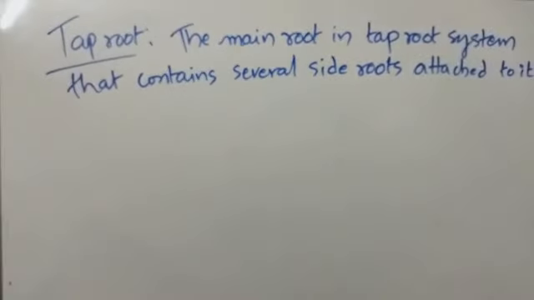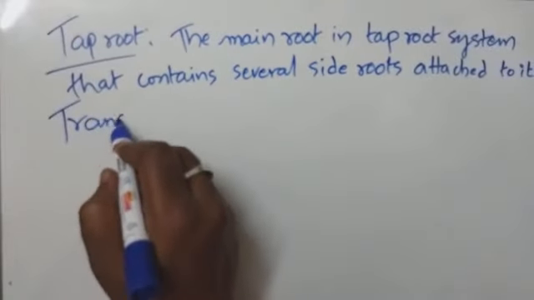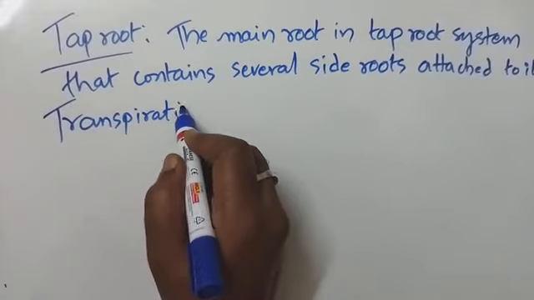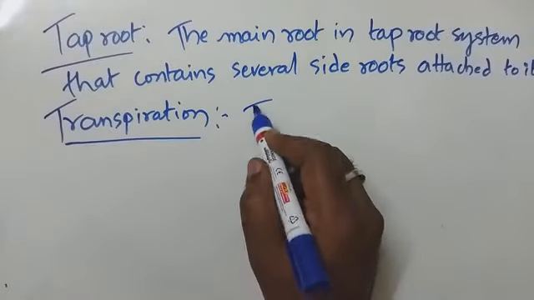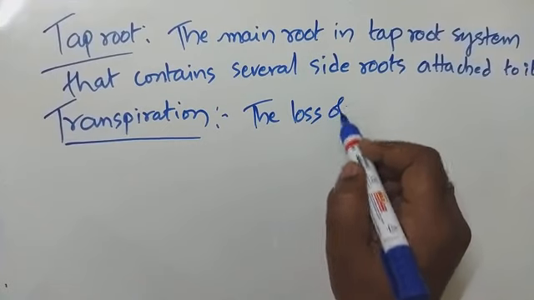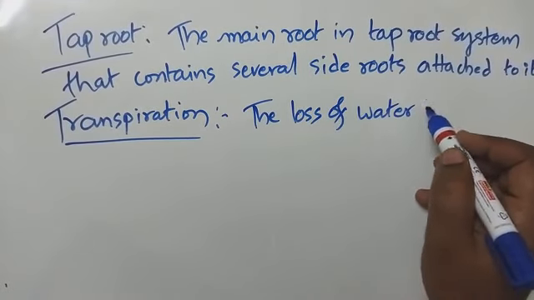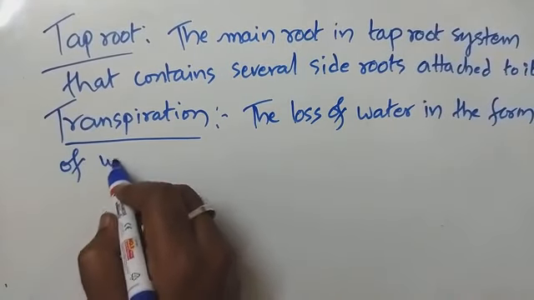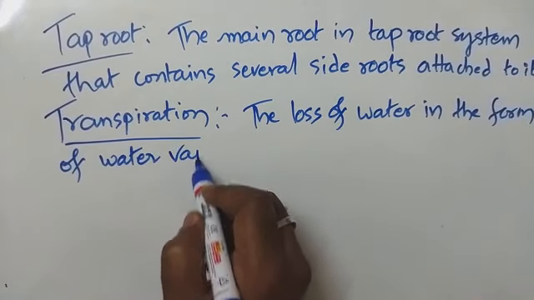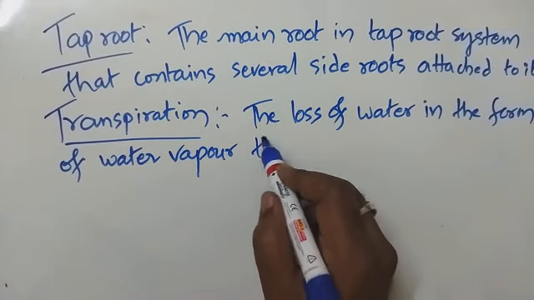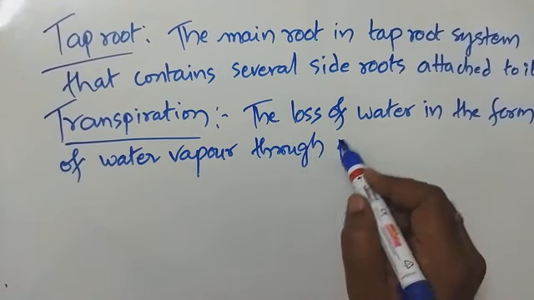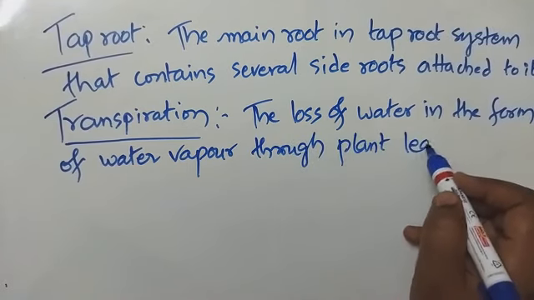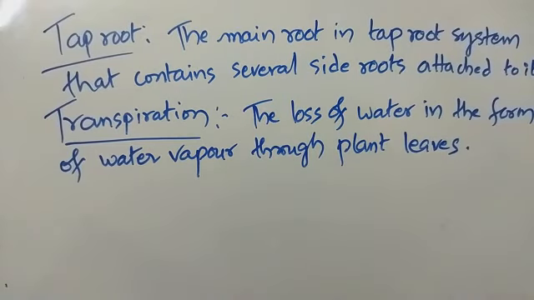Next. Transpiration. The loss of water by the plant leaves in the form of water vapor. The loss of water in the form of water vapor through plant leaves is known as transpiration.